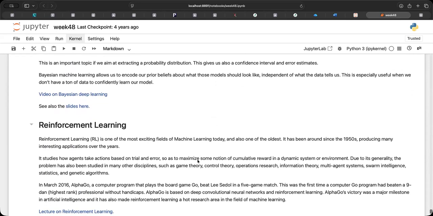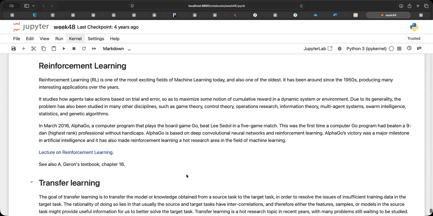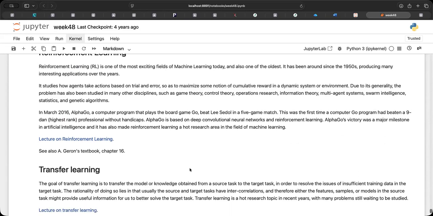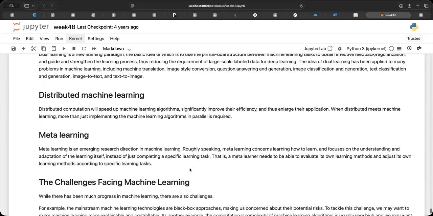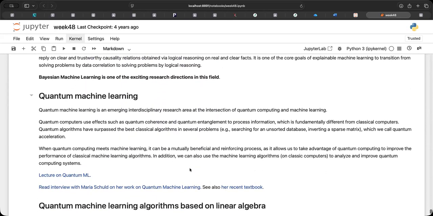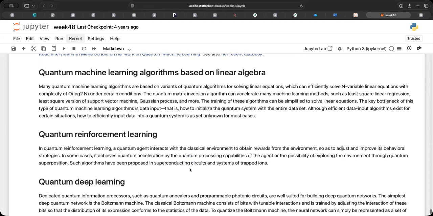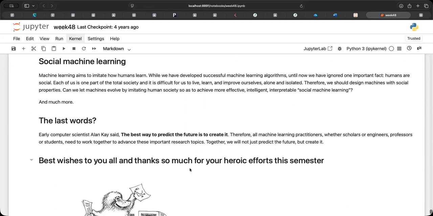Bayesian machine learning, which is a hot research field, reinforcement learning. And this is something which is also covered by some of the more advanced courses, which are listed in the lecture notes. We have transformers, adversarial learning, and much more. And with quantum, there is also quantum machine learning, quantum reinforcement learning, quantum deep learning, etc.